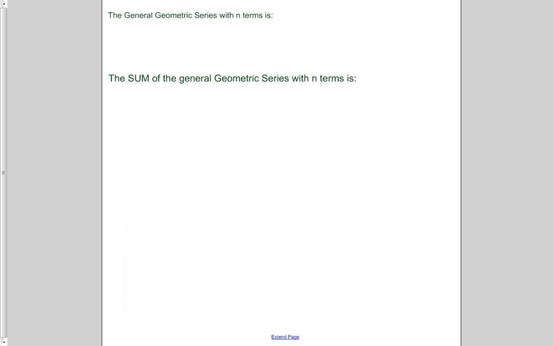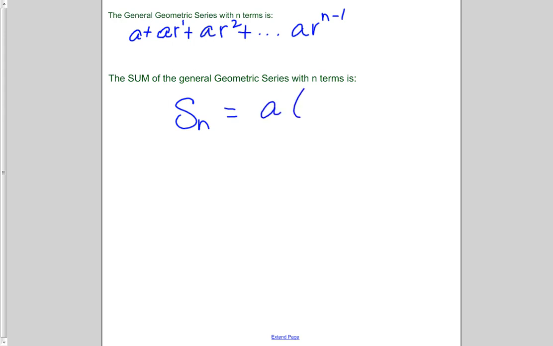So for the general geometric series with n terms, we know that the first one is a, our second one is a times that ratio once, plus a times that ratio squared, with plus signs, all the way to the nth term. The sum of the general geometric series with n terms is that initial value a times r to the n, subtract 1, over r subtract 1. r can never be 1.